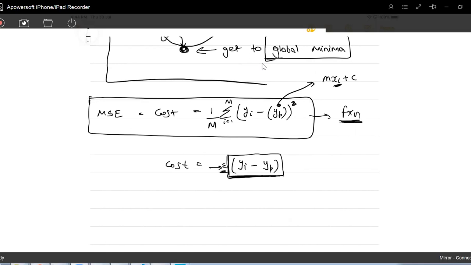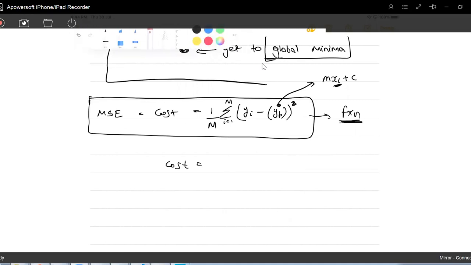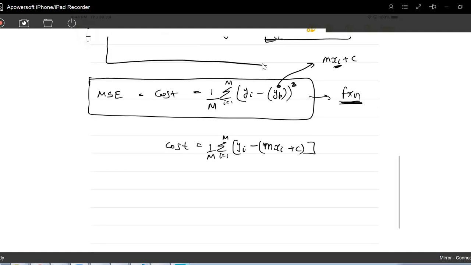Why did I square the term? Derivation purpose, okay, one reason is derivation. Any other reason? I could also write it like this, 1 upon m. I could have also written it like this. So what is the problem with not squaring it?